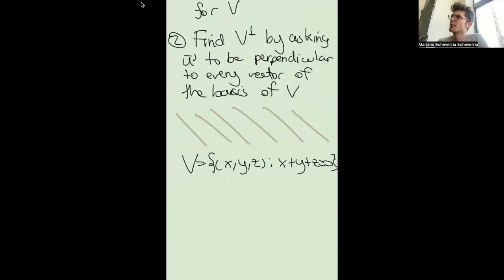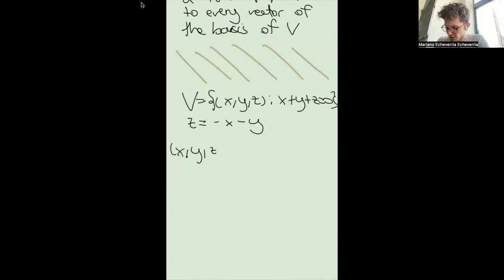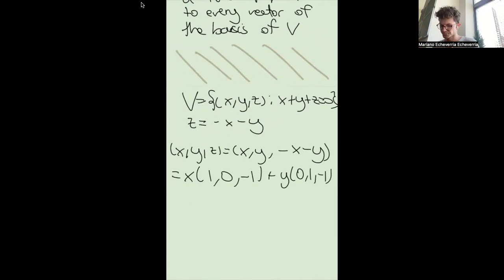I don't know if you remember, but to find a basis for V, what you do is use the equation that defines the plane to solve for one of the variables. So for example, I could say that Z equals minus X minus Y, right? And so X, Y, Z was X, Y, minus X minus Y. And then you just remember you were supposed to break this down into the stuff with X and the stuff with Y. So the stuff with X is 1, 0, -1. And the stuff with Y is 0, 1, -1. And this is a vector V1. And this is a vector V2. So that V1 and V2 form the basis.